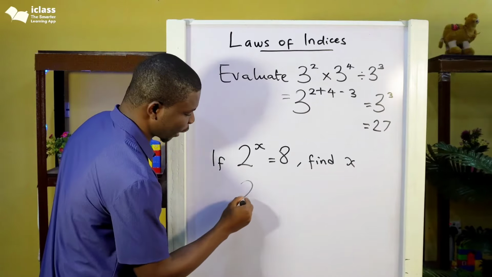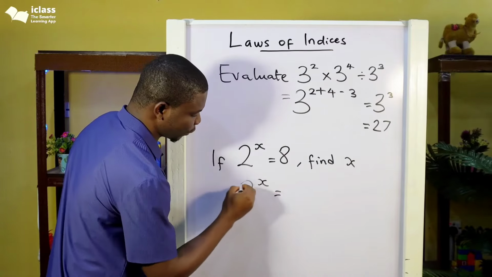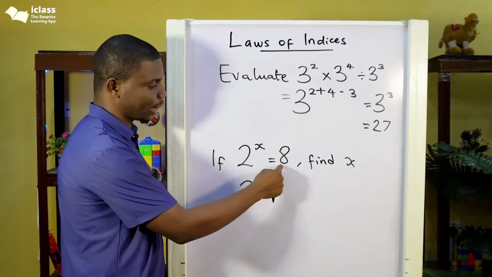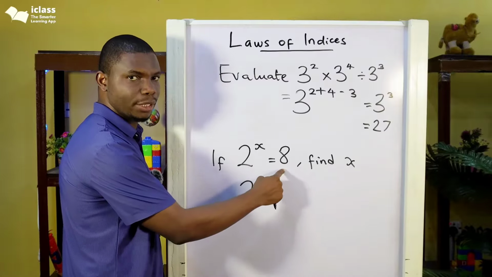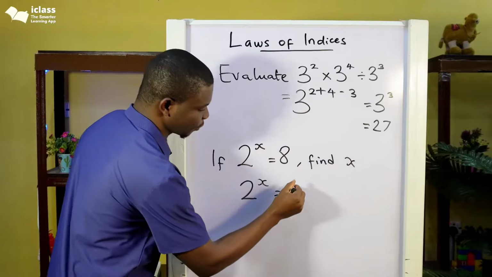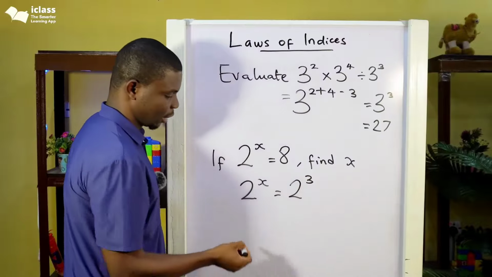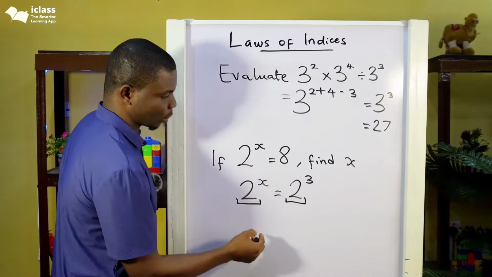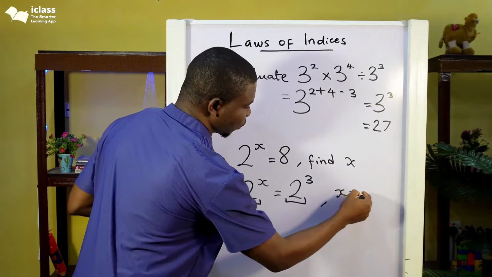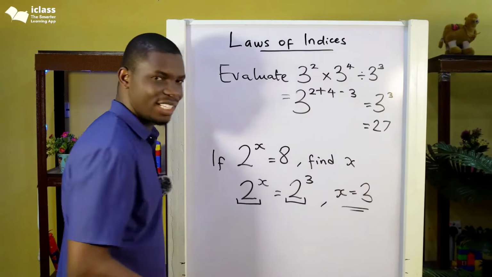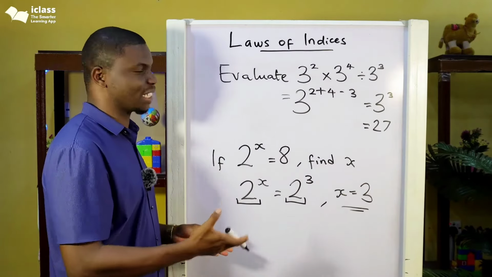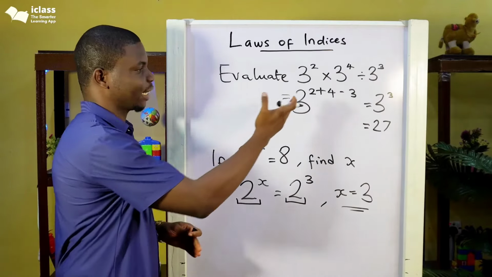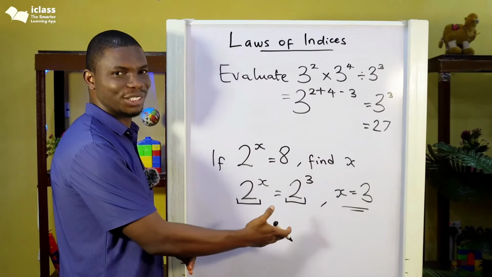So in this case, we can make both of them indices in base 2. So 8 as an index in base 2 will be 2 to the power 3. And because the bases are the same, the powers have to be the same. So we simply say that x is equal to 3. Easy peasy. So this is basically what we'll be looking at in these practice questions, either an expression or an equation.